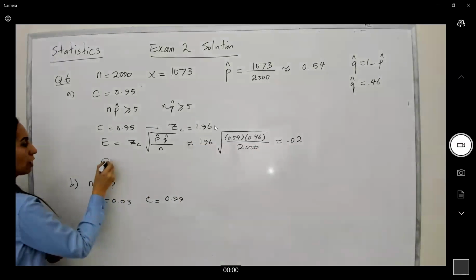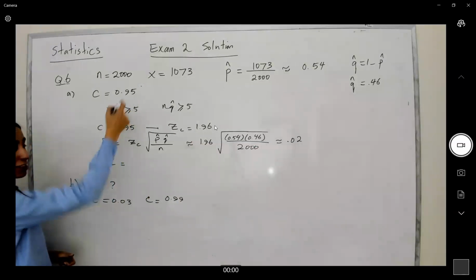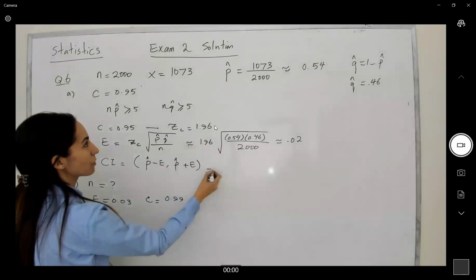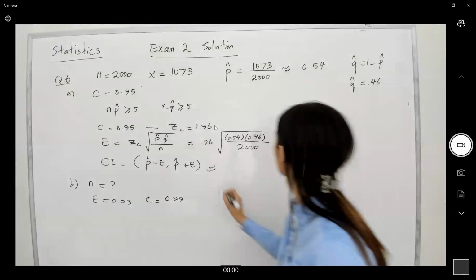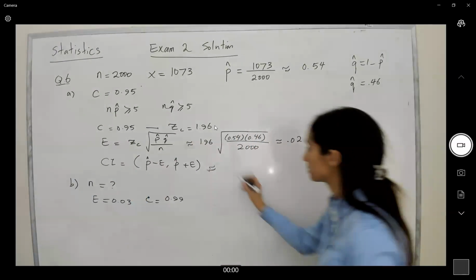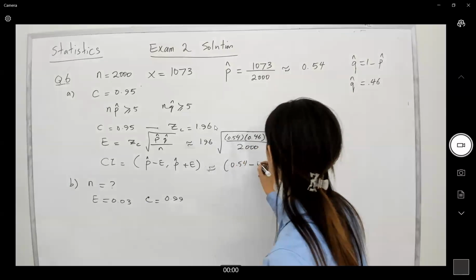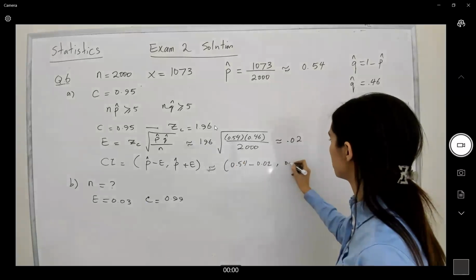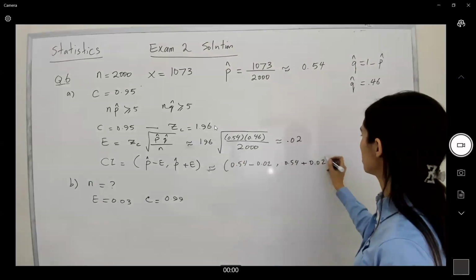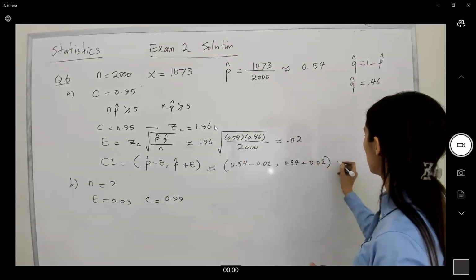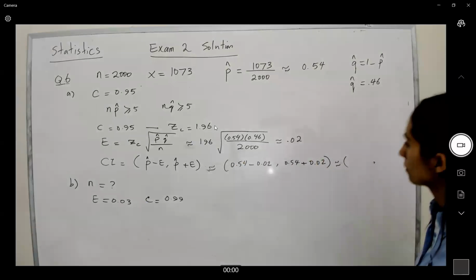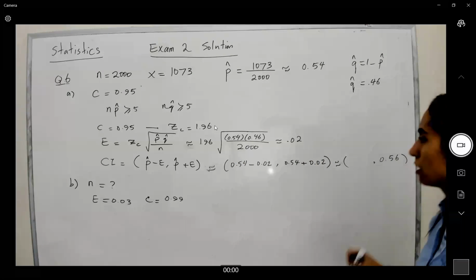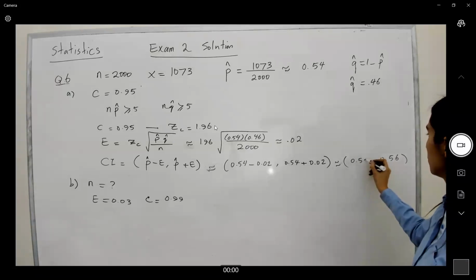So you can say that the confidence interval for 95% confidence level is P hat minus E and P hat plus E. Well, we found P hat, which is 0.54, so 0.54 minus 0.02 and 0.54 plus 0.02, which is approximately equal to 0.52 and 0.56.